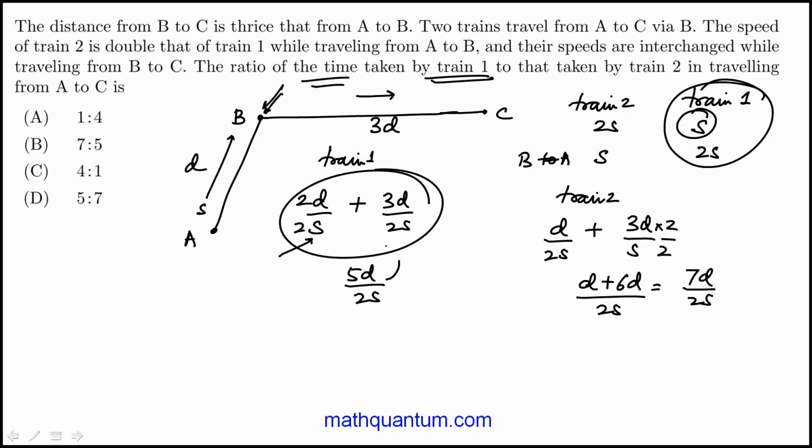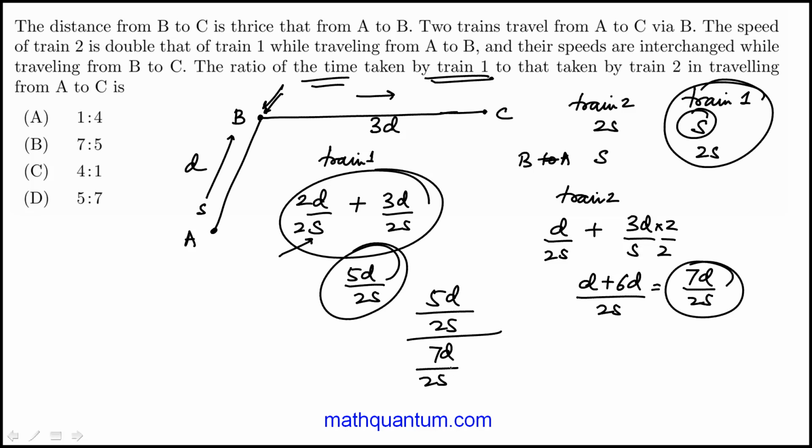Time taken by train 1 to that of train 2. I mean, you can see the answer immediately, because these would drop out, and it's 5 to 7. But of course, there's 7 to 5, and that's why you want to read this carefully. And I'm sure these answers are if you didn't flip the speed correctly.